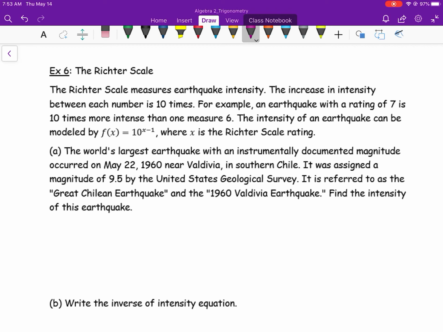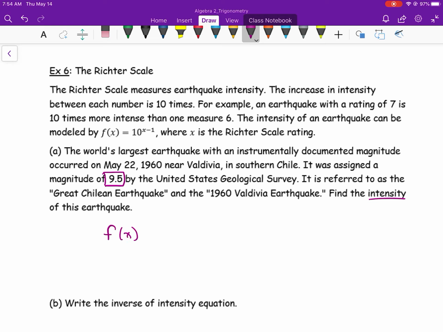So, for example, part A, the world's largest earthquake with an instrumentally documented magnitude occurred on May 22nd, 1960, near Valdivia in southern Chile. It was assigned a magnitude of 9.5. It is referred to as the Great Chilean Earthquake and the 1960 Valdivia earthquake. Find the intensity of this earthquake.